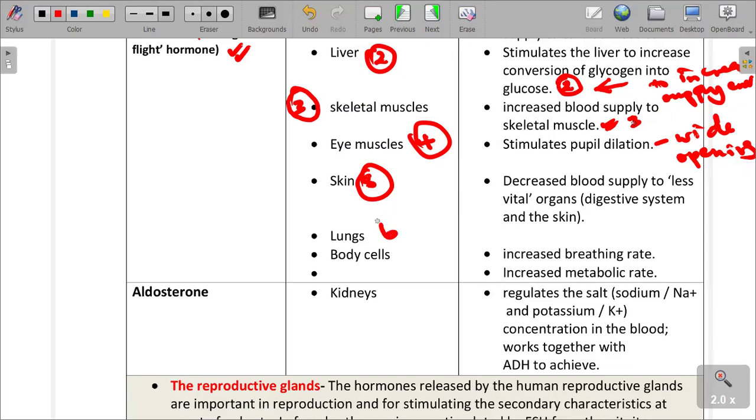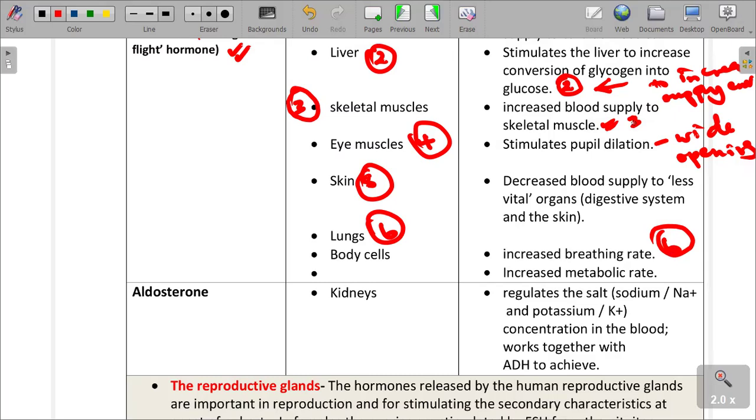And then we have number six, the target organ, which is the lungs. When it targets the lungs, what happens? It increases breathing rate. The lungs are stimulated to increase the breathing rate.